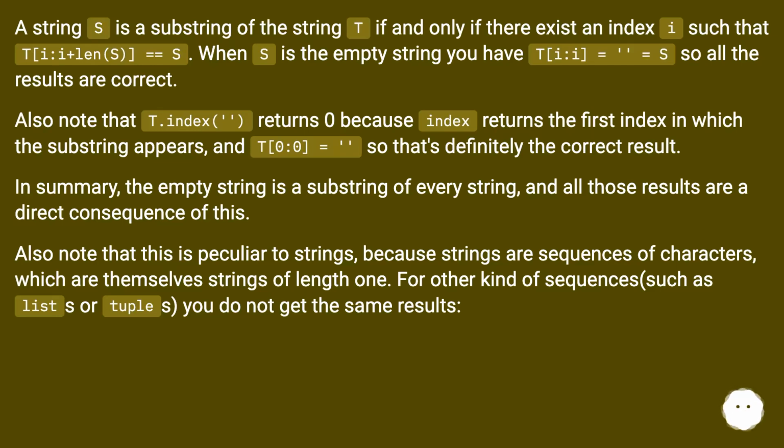In summary, the empty string is a substring of every string, and all those results are a direct consequence of this. Also note that this is peculiar to strings, because strings are sequences of characters, which are themselves strings of length 1. For other kinds of sequences, such as lists or tuples, you do not get the same results.